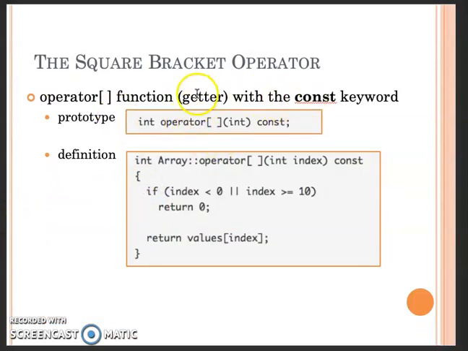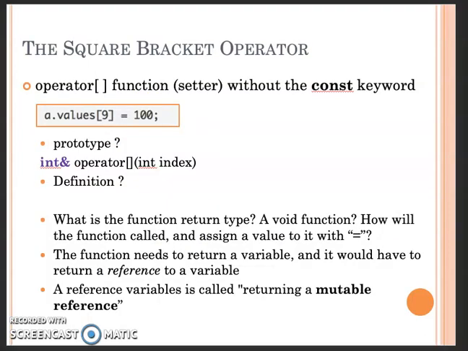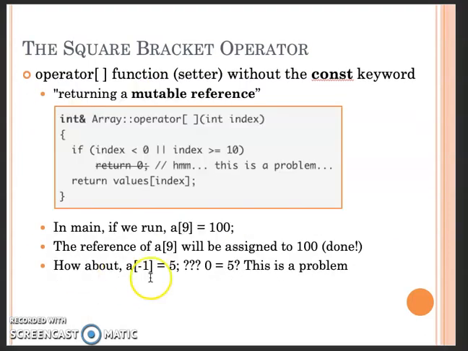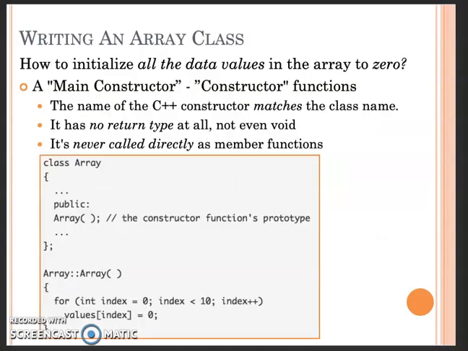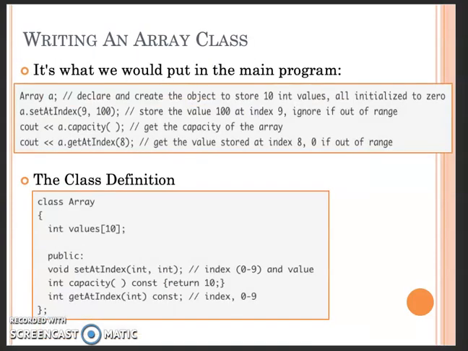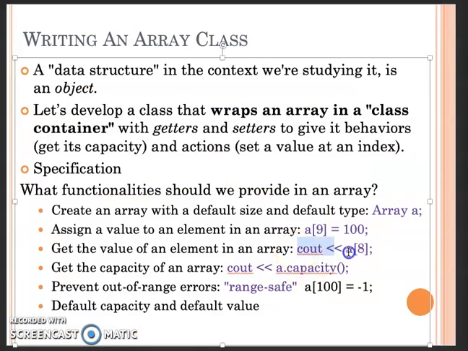So the getter function will be a little easier, because the getter function will still have the same operator square bracket function name. We still have the index we need to pass. Because that's a getter function, I put a const keyword. But the getter function is a little different because sometimes it looks like this, where you see cout something, right?